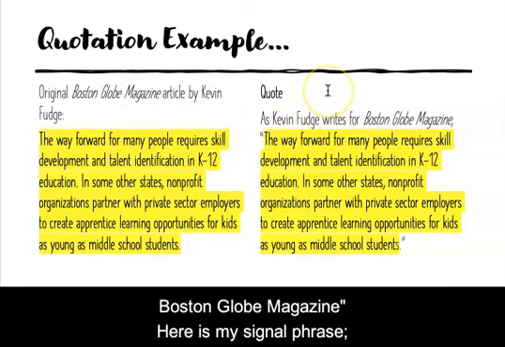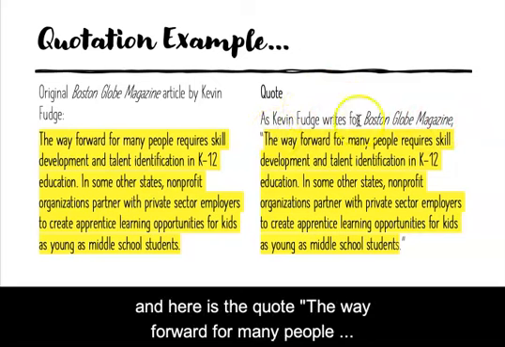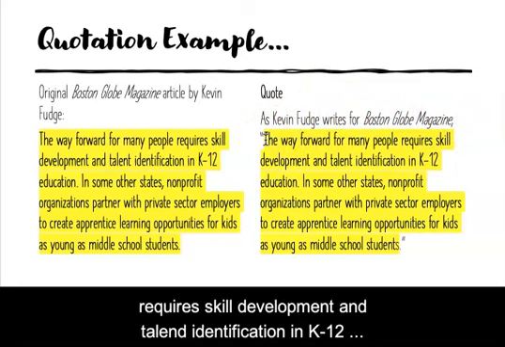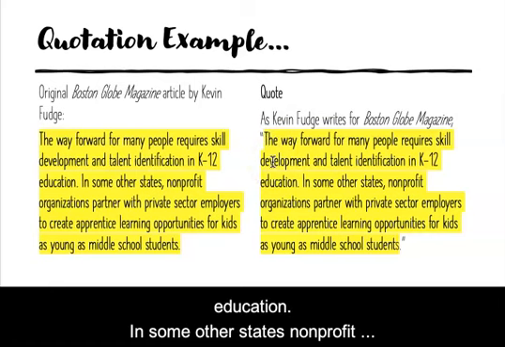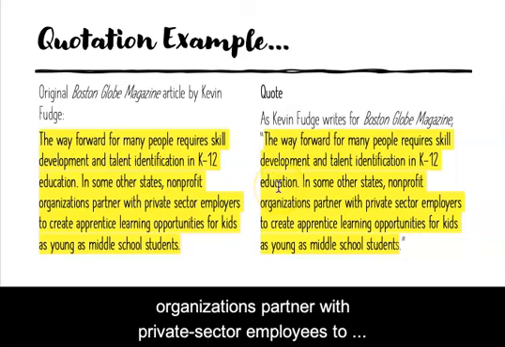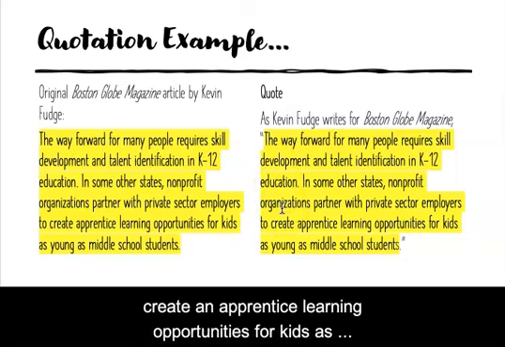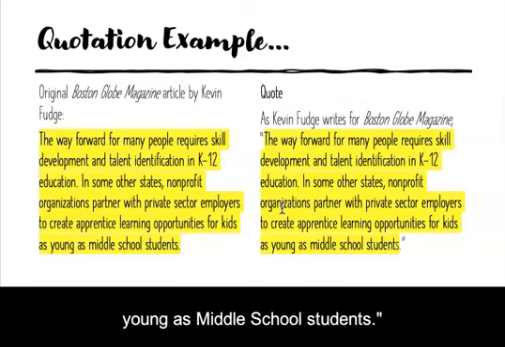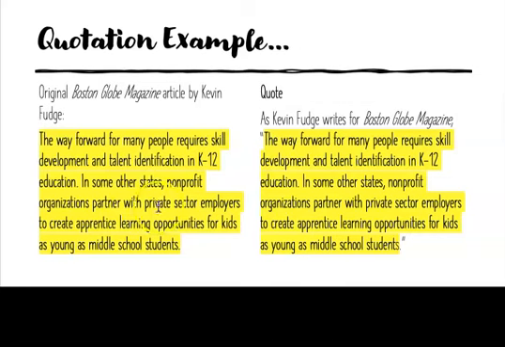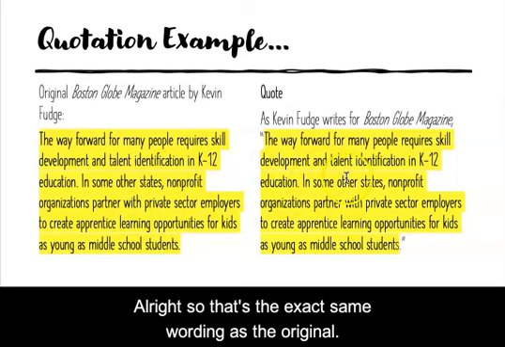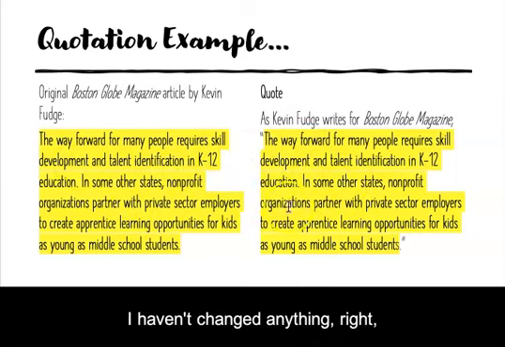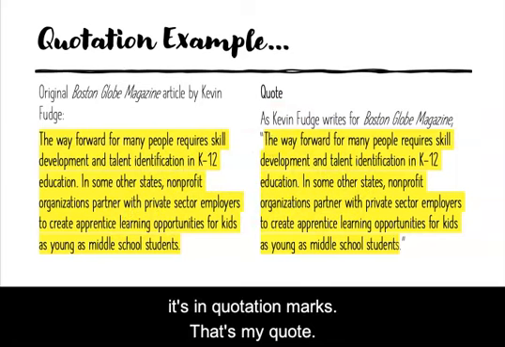So as Kevin Fudge writes for Boston Globe magazine, here is my signal phrase, and here is the quote. "The way forward for many people requires skill development and talent identification in K-12 education. In some other states, nonprofit organizations partner with private sector employees to create apprentice learning opportunities for kids as young as middle school students." All right, so that's the exact same wording as the original. I haven't changed anything, right? It's in quotation marks. That's my quote.